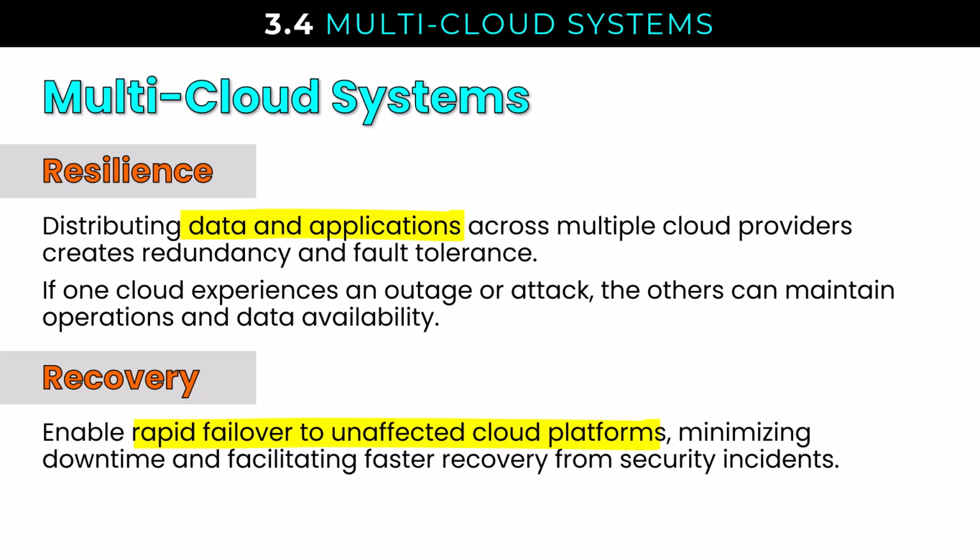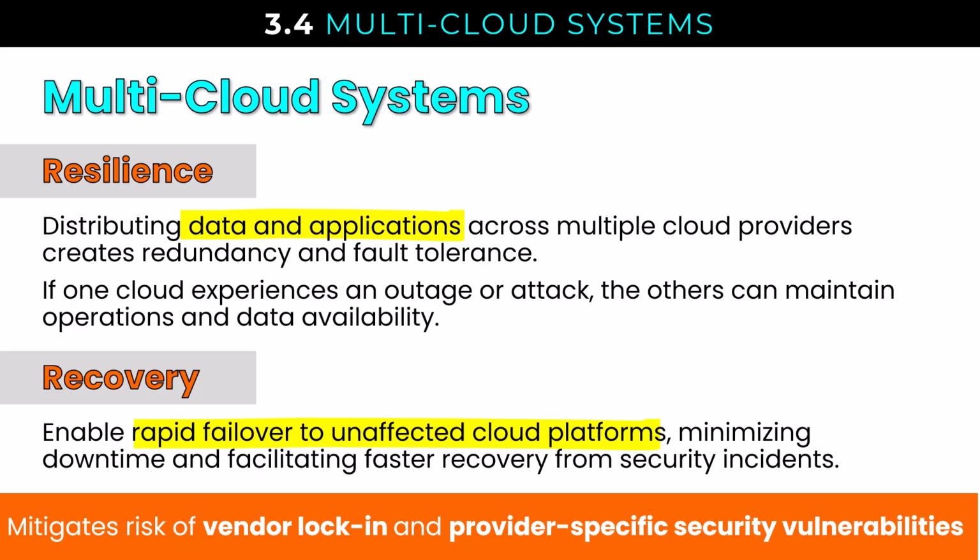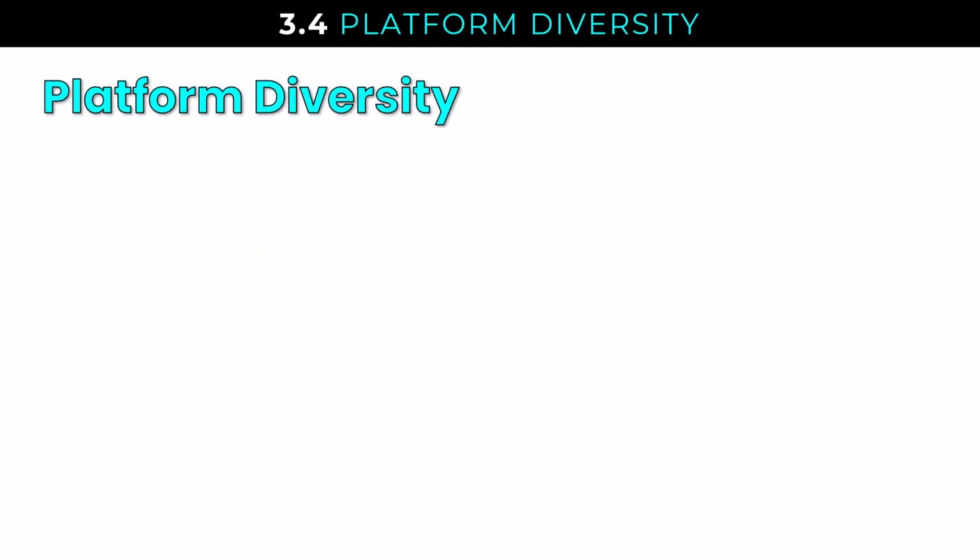This might mean simple DNS failover, or we can actually deal with failover automatically in some cases with global load balancing strategies. We could even implement a global server load balancing strategy with a third party like Cloudflare, so we can route across all of our public cloud providers, basically sending traffic to healthy server pools no matter which cloud they're located in. From a cyber risk perspective, what multi-cloud does is mitigate the risk of vendor lock-in and provider-specific security vulnerabilities. In this same vein, let's talk about platform diversity.